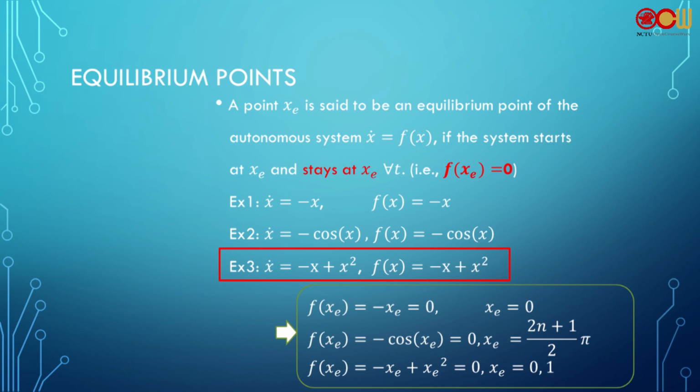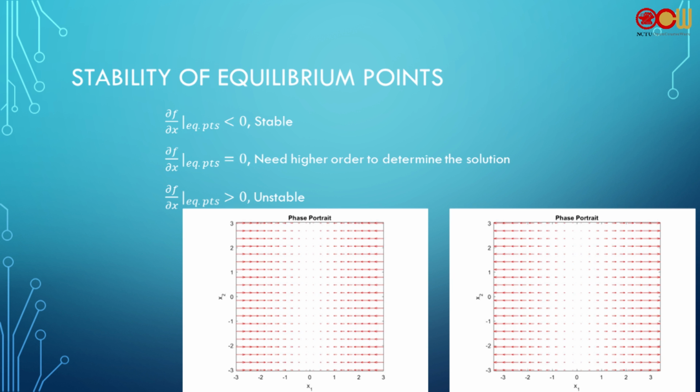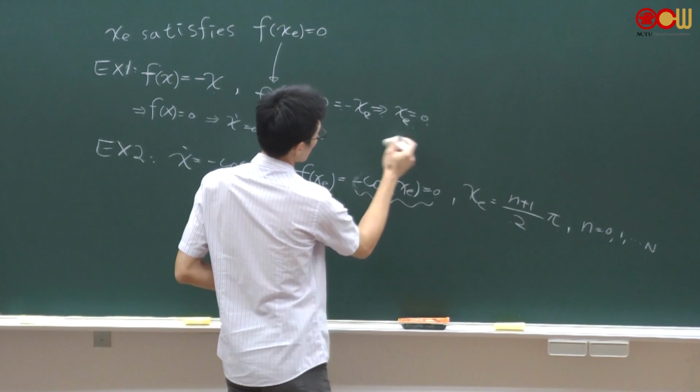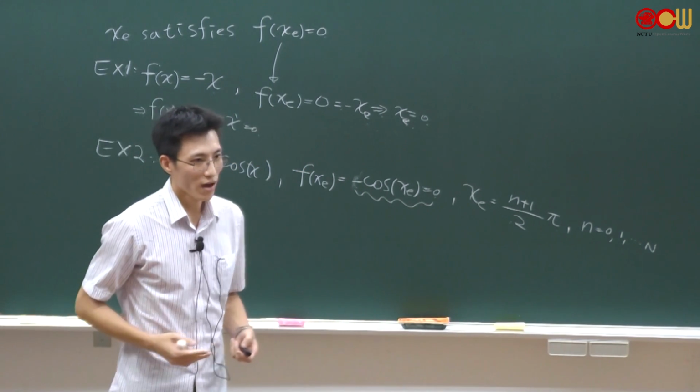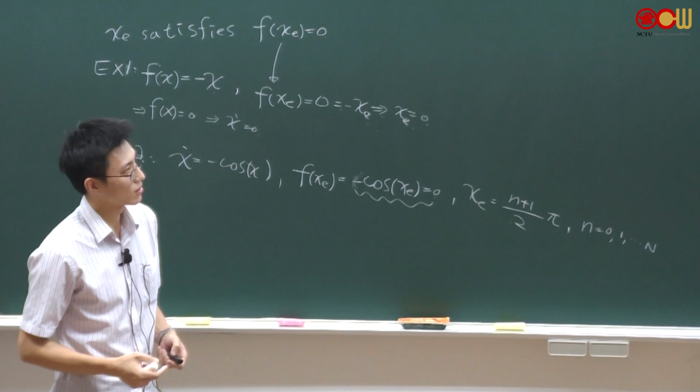Example 3 is also nonlinear, because of these square terms. So you will expect to obtain multiple equilibrium points. In the third example, you get two equilibrium points, which are 0 and 1. So this page told you how to obtain the equilibrium point. The next page is stability: given this equilibrium point, how do you evaluate the stability?